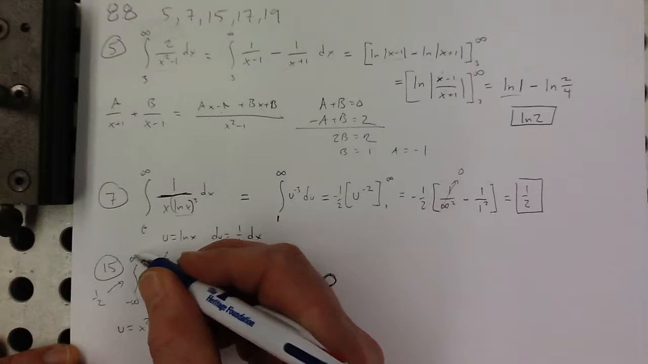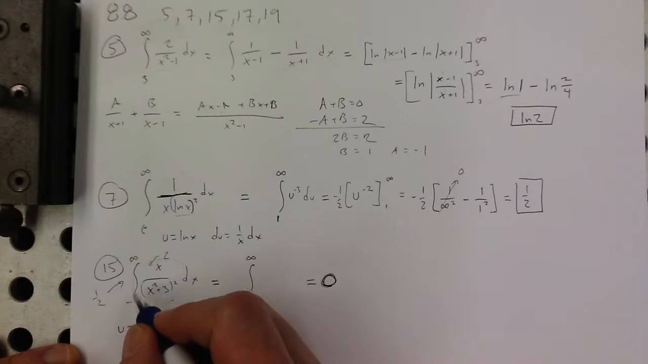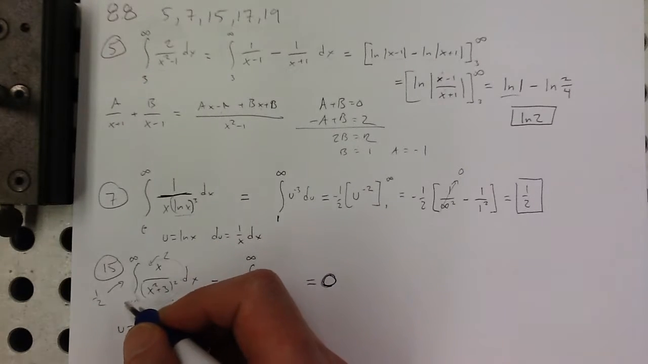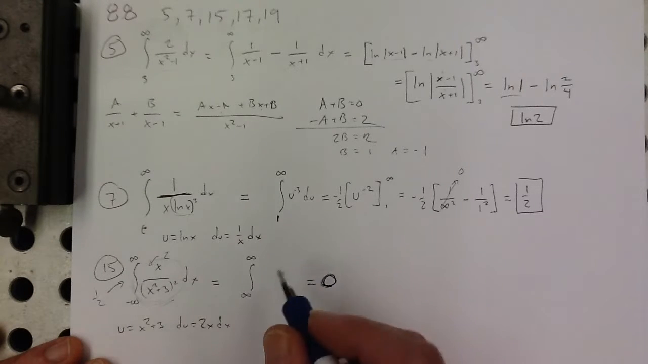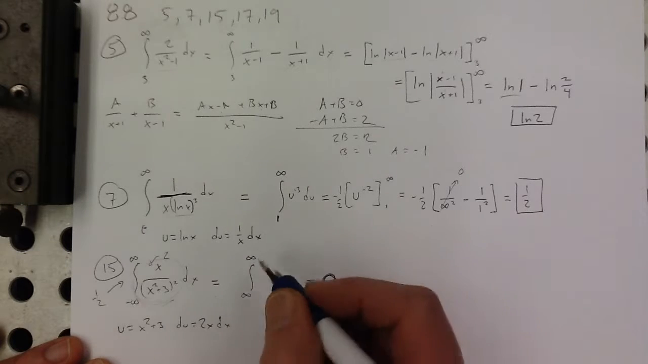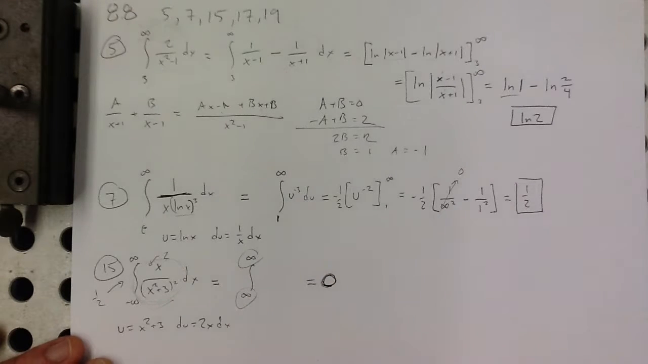If you did this from 0 to infinity, you would get an answer. And if you did it from negative infinity to 0, then you would get an answer, the negative of that. So when you go all the way, you get 0. And that's what's happening here. We can see that right there.